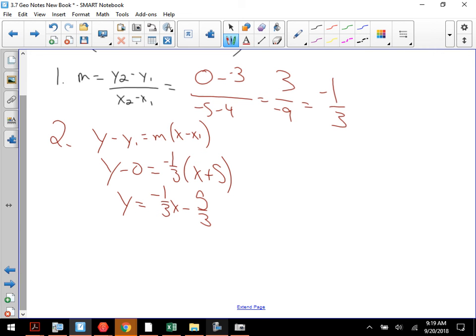Either one, you pick either one of those ordered pairs. Either one is fine. It doesn't matter. Either one of them will work. It just so happens that when you have one that has a 0 in it, you don't have to do anything with it, because y minus 0 is just y.